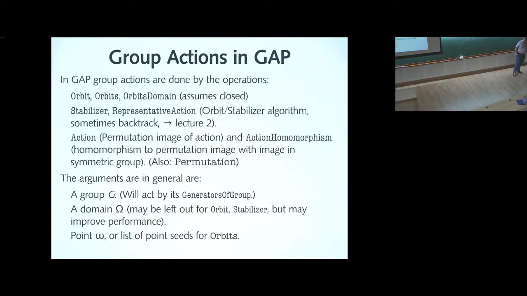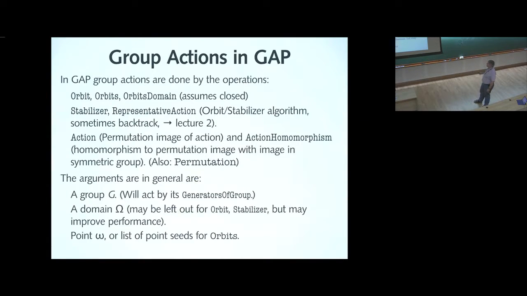So how do group actions work in GAP? The basic operations are Orbit, orbit of a point, Orbits, or OrbitsDomain. The difference is basically that Orbits doesn't assume that the set of elements you give is closed under the action, but could just be seeds, orbit seeds, while OrbitsDomain assumes it is closed and therefore is a little bit faster. Stabilizer, RepresentativeAction, that's the transporter element.